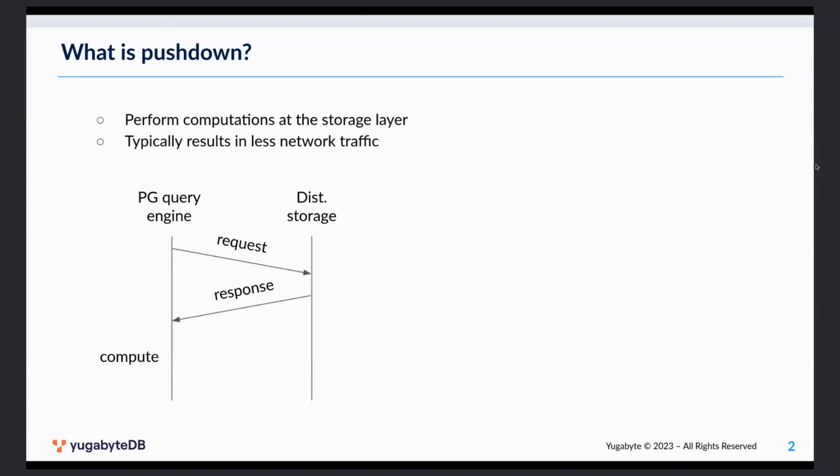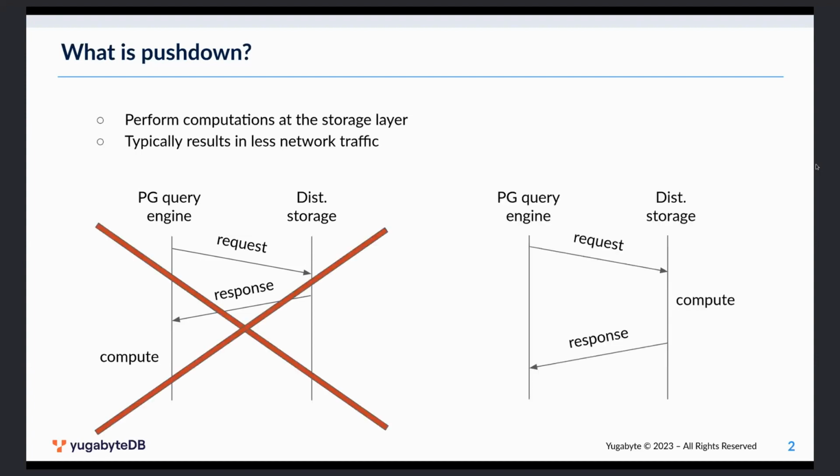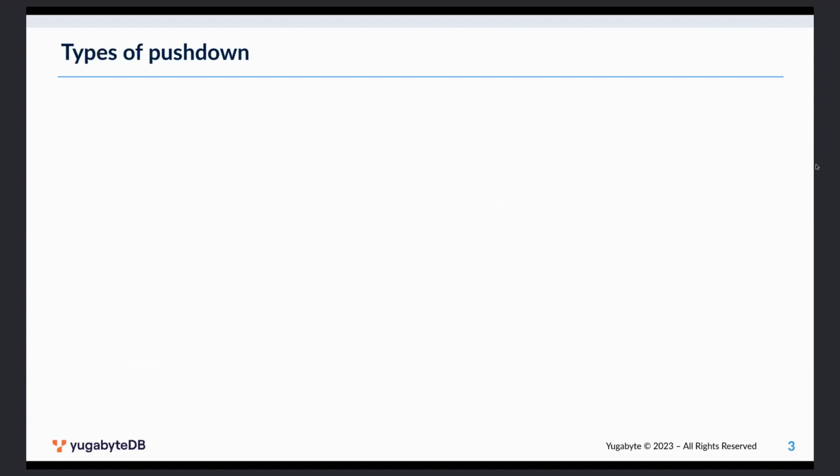If we don't do pushdown, then when we send a request like a select, for example, we get responses of the data from the storage layer and then run any computations we need on top of that. But with pushdown, when we send a request, computation will happen directly where the data is. This can result in less data being sent back in the response, which would mean more performance.